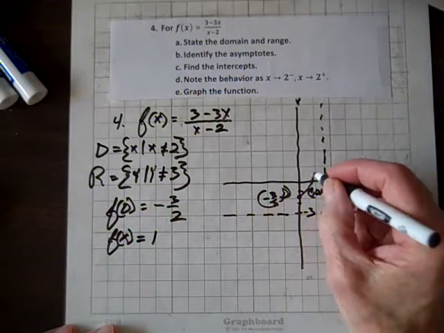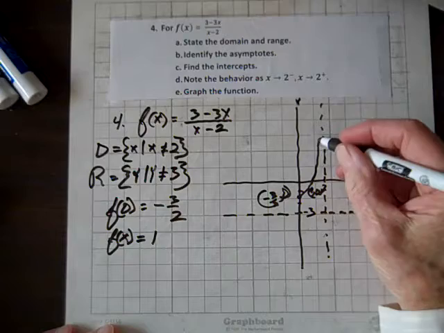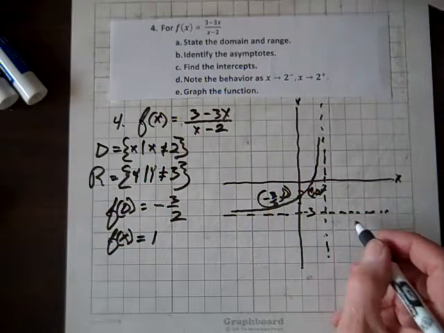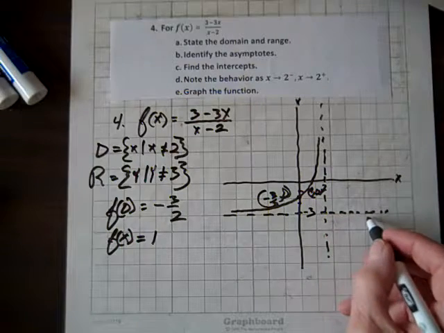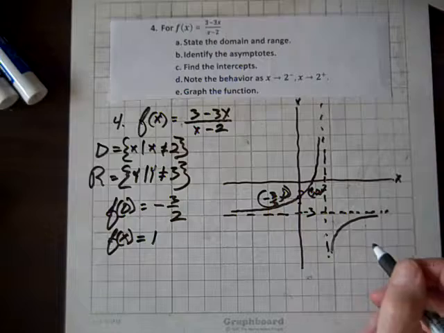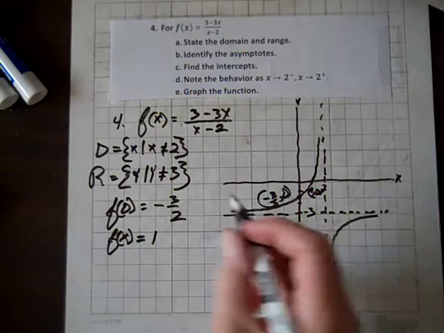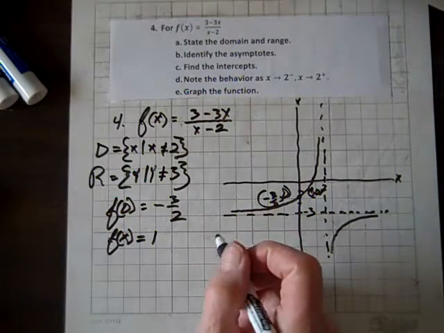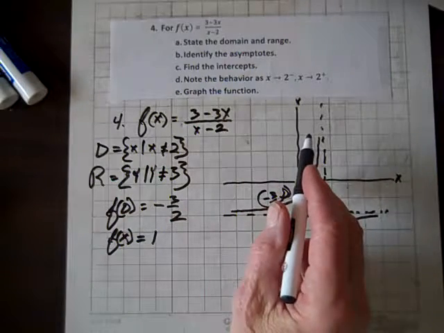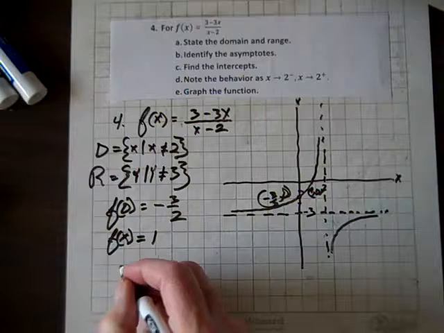We can graph it. And that's what it looks like. So the opposite, in the opposite quadrant, we're going to get this phenomena. That's what it's going to look like. Okay, so we found the intercepts. Now, note the behavior as x goes to 2.